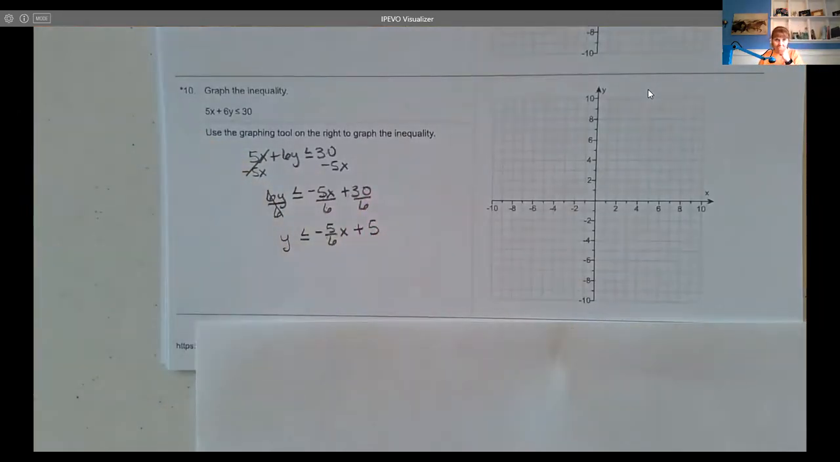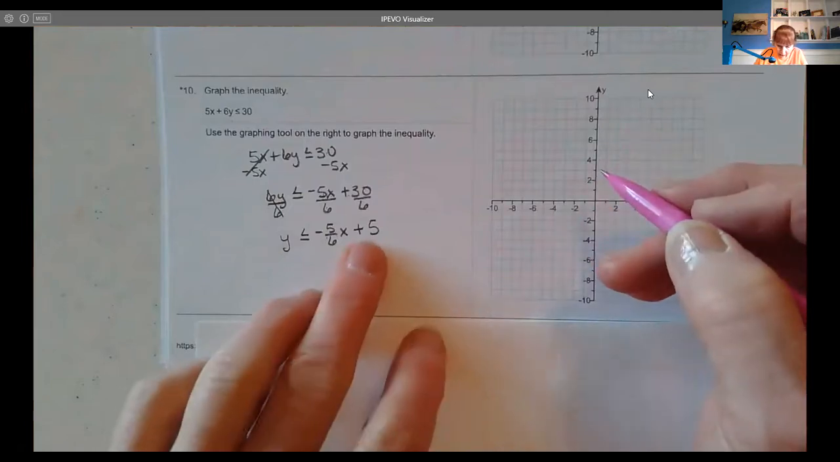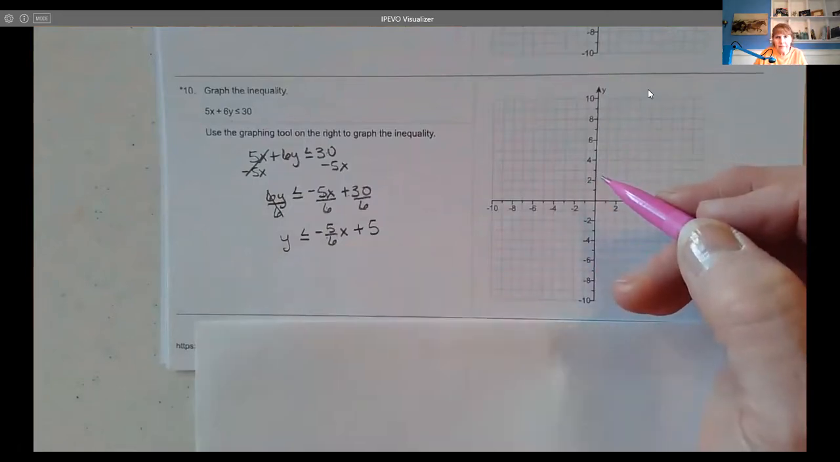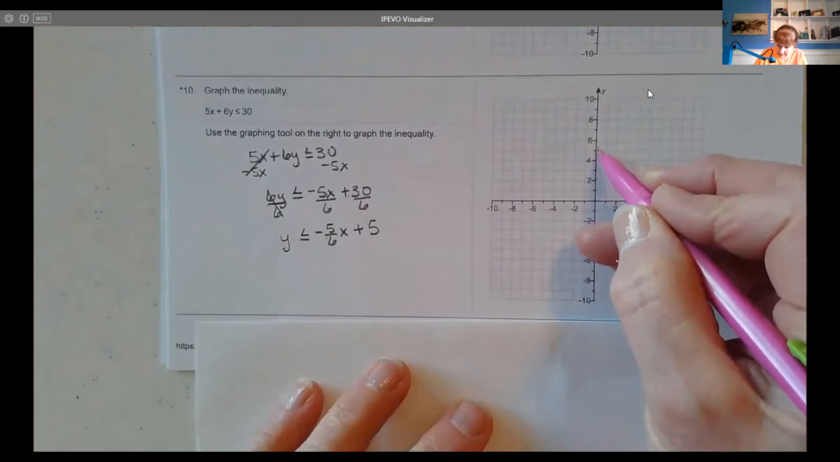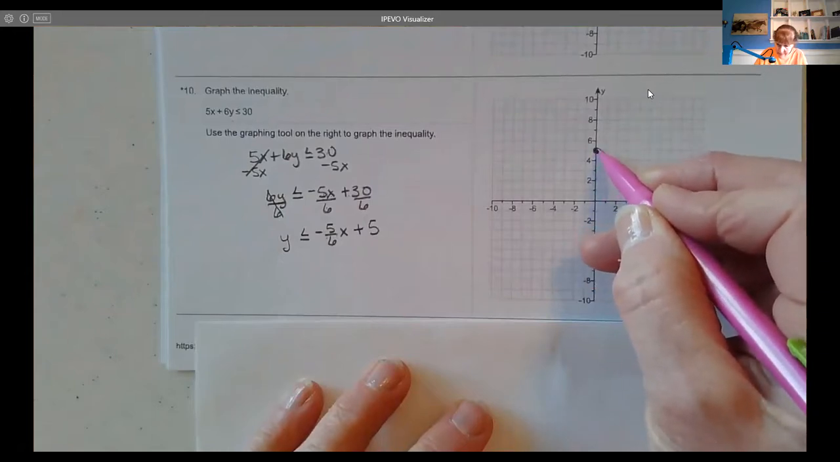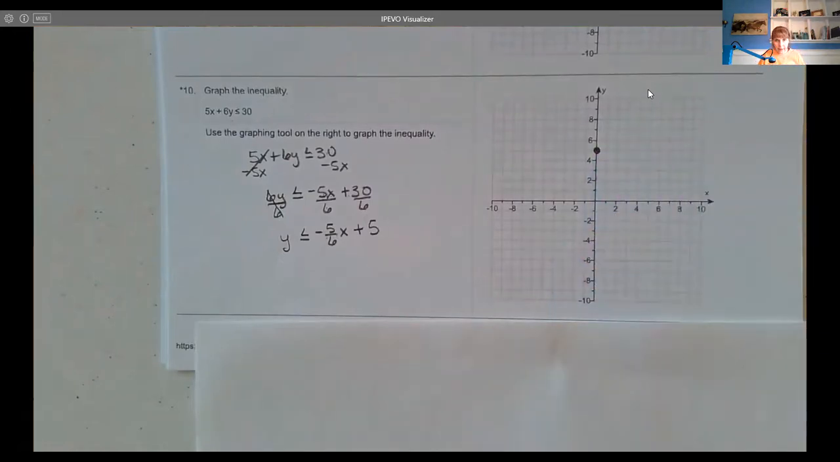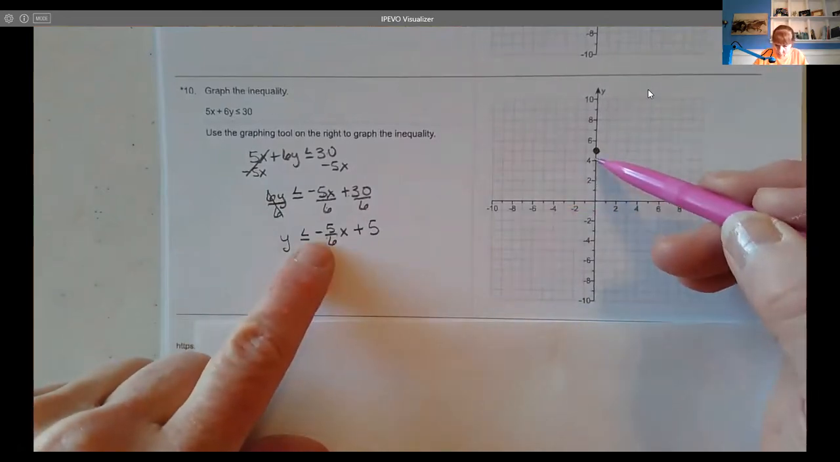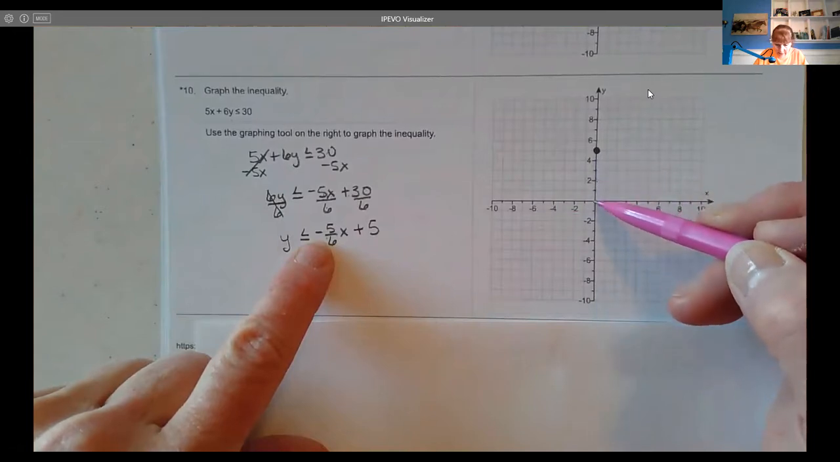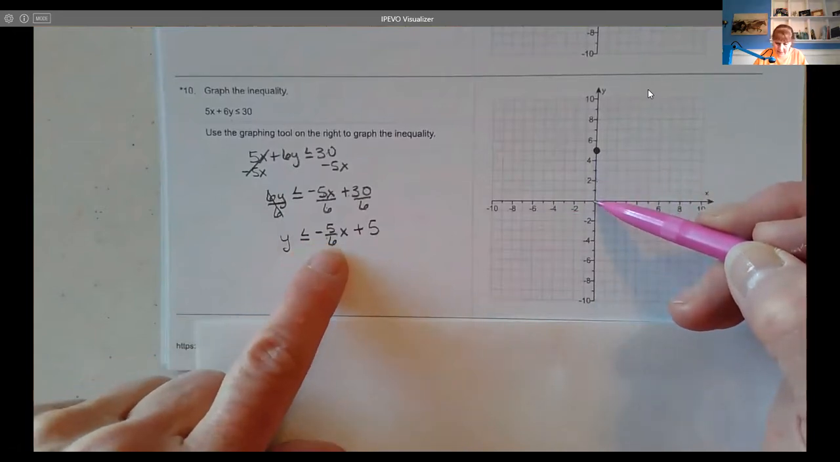The hard part's over. We'll go to 5 on the y-axis. So we'll go up. Yep, they're all 1. Okay. From there, our slope is a negative 5/6, which means we're going to go down 5. We'll go down 5, 1, 2, 3, 4, 5, and to the right 6.